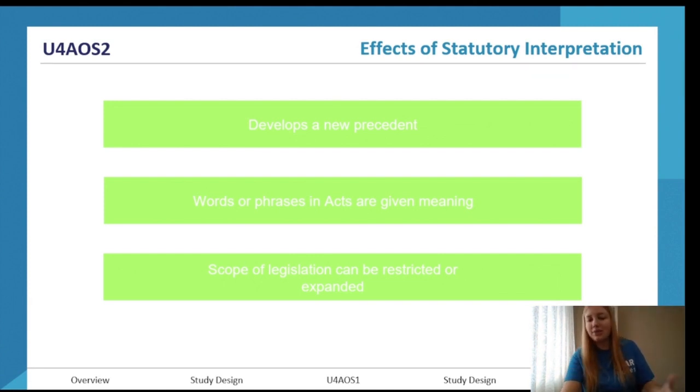So inevitably, it's either going to restrict or expand practically every time, because by doing an interpretation, it's going to have that effect inevitably, either expanding how the law operates or decreasing its operation. So you might even get questions where you have to interpret which of these would be relevant. Either way, you need to remember all three effects.